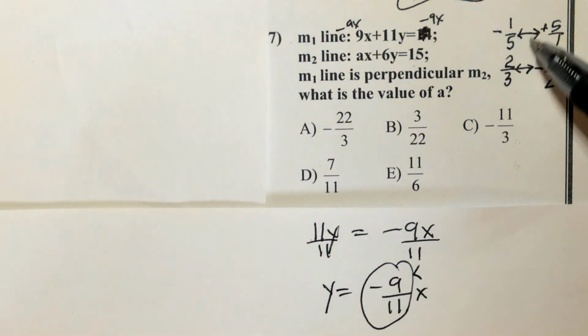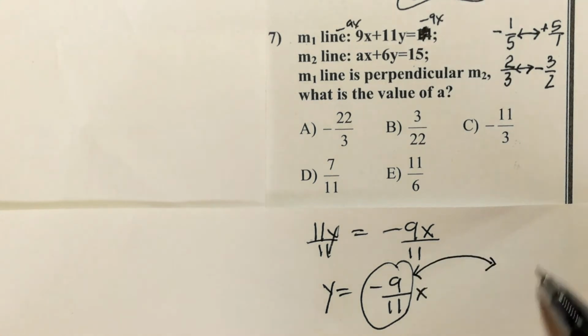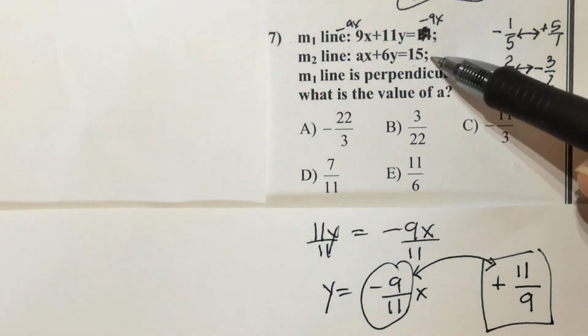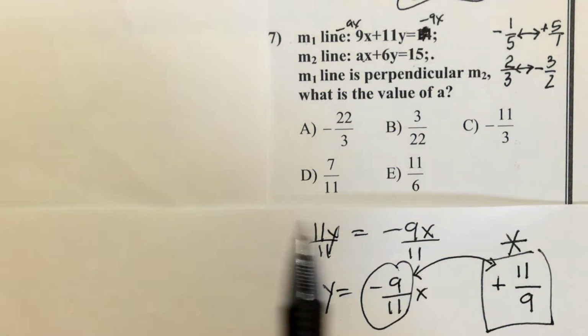So just like the two examples, if this is the slope of the first equation, then the slope of my second equation has to be, well, negative, make it positive. 9 was on top, it goes to the bottom. 11 was at the bottom, it now goes to the top. This is what I want this slope to end up being. Okay, this is what I want it to become.